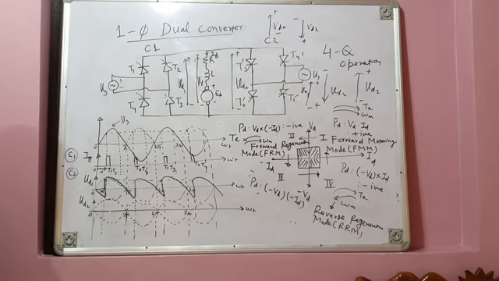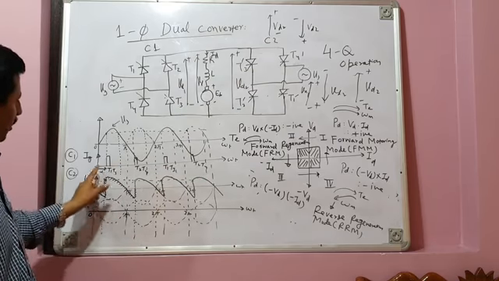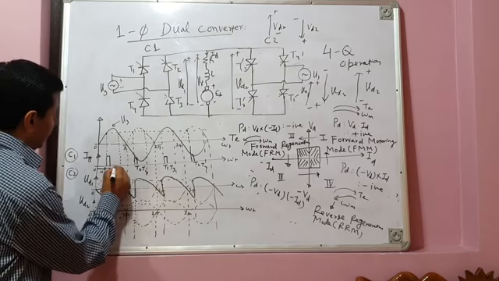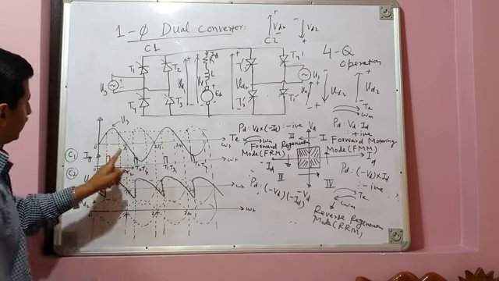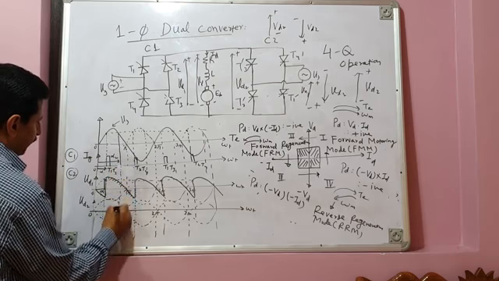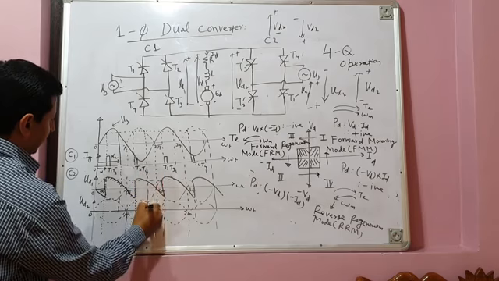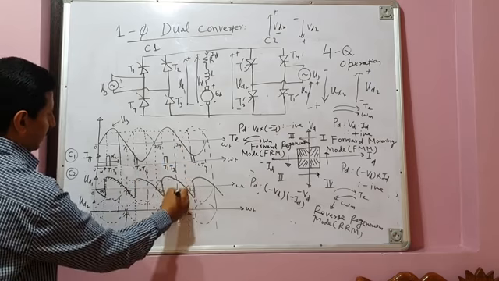Fine. So in inversion mode for converter C2, what is my delay angle? This is my delay angle alpha 2, and it is greater than 90 degrees. Sorry. This is delay angle alpha 2, and it is greater than 90 degrees. That means first firing takes place here, and next firing takes place here. Next firing takes place. These are my delay angles.